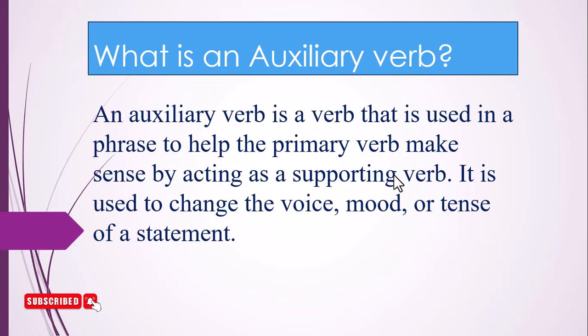And what is an auxiliary verb? An auxiliary verb is a verb that is used in a phrase to help the primary verb make sense by acting as a supporting verb. It is used to change the voice, mood, and tense of a statement. We can say statement or sentence. So these are very important in our talk.